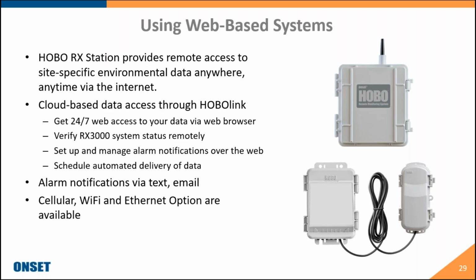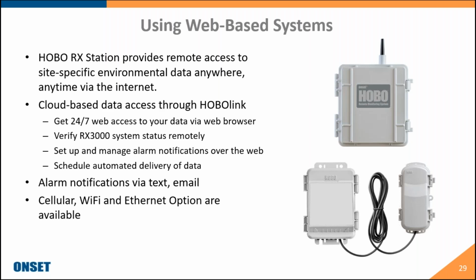You can verify the status of your RX units remotely through HOBOlink, to see that it's running, see if there's been any alarms, logging intervals, and set up and manage alarm notifications right over the web. And also within HOBOlink, we give you the ability to set up automated data delivery. So for example, if you wanted to receive a report every Friday for data that these stations had collected for the past week, you can set that automatic data delivery up, and it will send out an email in either a CSV or XLS file format, and you get to choose either one of those.